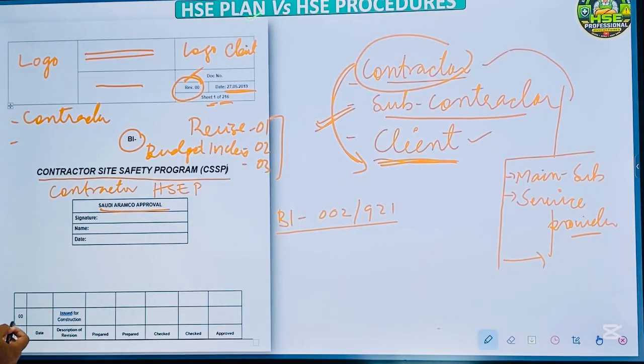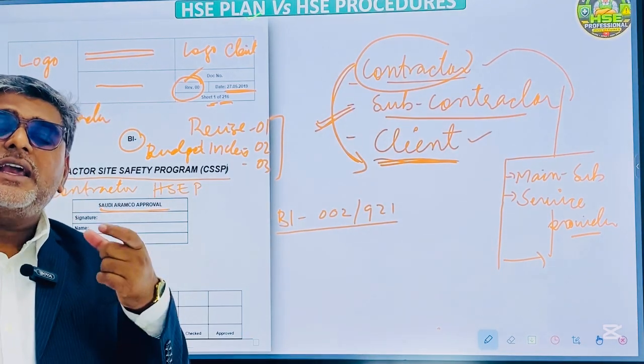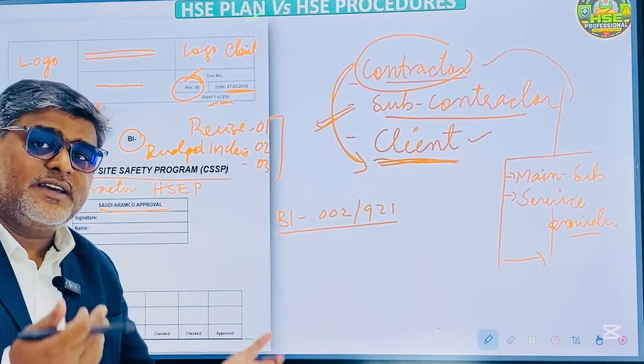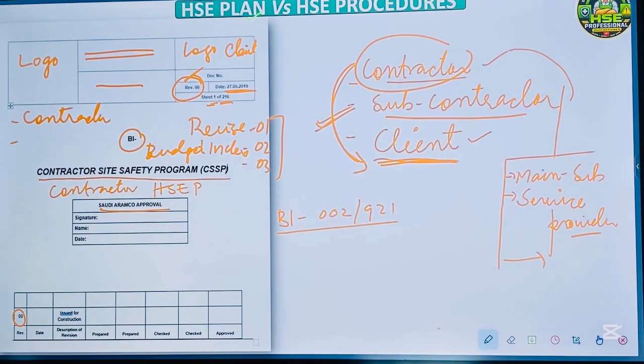You can see here the procedure is revision 00, meaning it is the first time the procedure was developed and prepared, and still it is not submitted. Even if it is submitted to the client, we didn't receive any recommendation, comment, or anything from the client to revise. When there is a revision, automatically this will be changed. Okay, the date of revision we need to mention here.